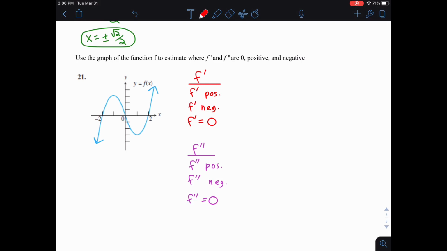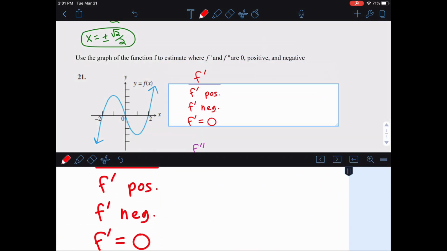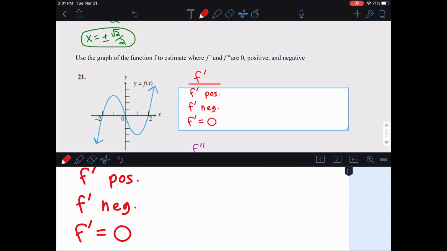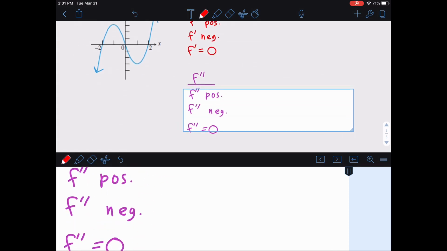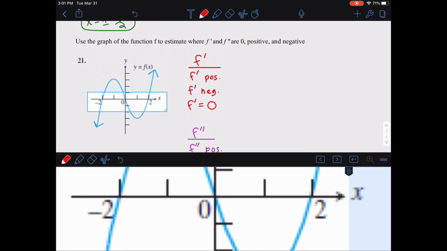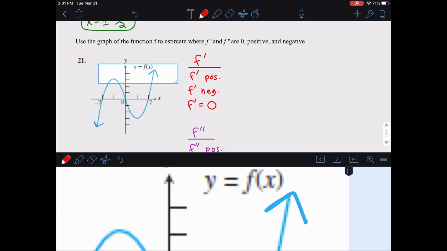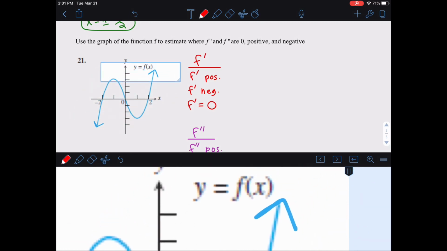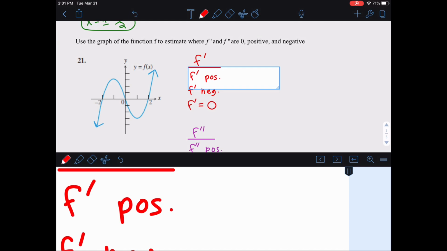Use the graph of the function f to estimate where f prime and f double prime are going to be 0, positive, and negative. And what this is really going to come down to is you remembering what each of these values, positive, negative, and 0, for f prime and f double prime tell you about this graph f. So one thing before we start to answer any of those questions, I put arrows at the ends of this graph of f just so it'll make writing our intervals a little bit easier. So now let's go back and let's talk about what each of these mean.